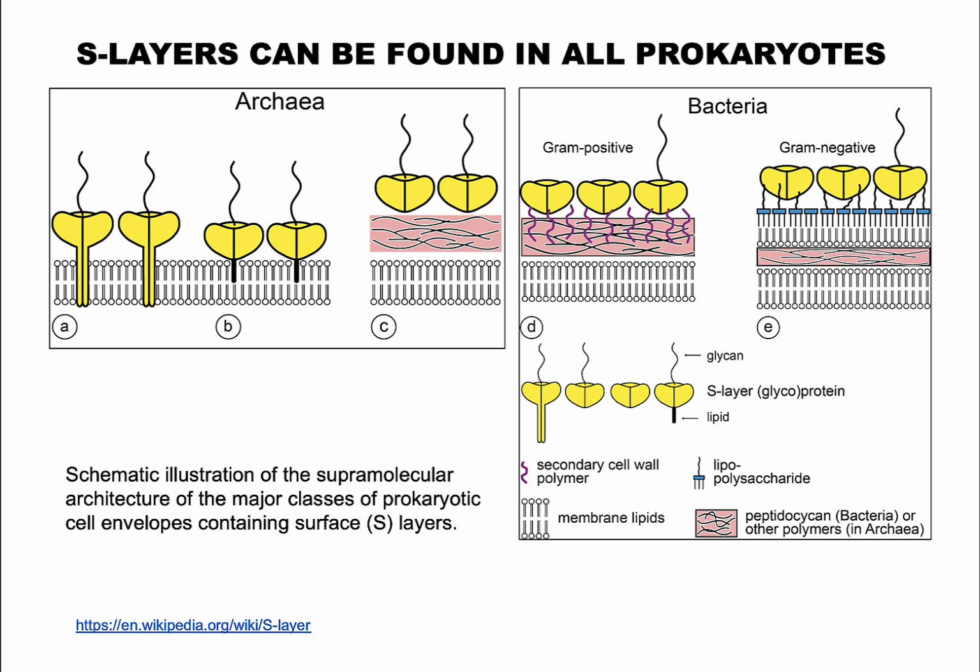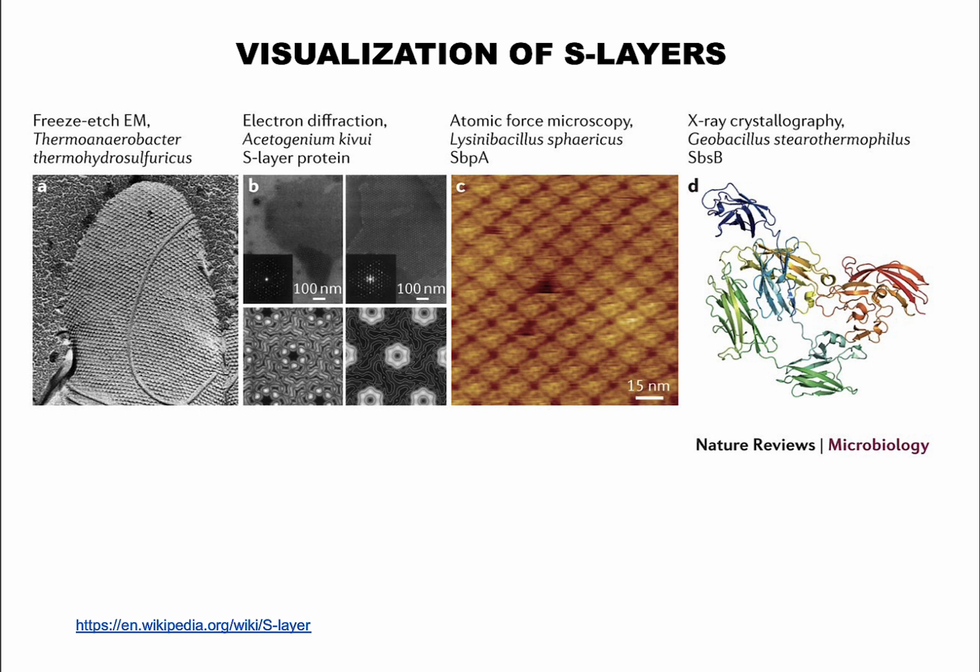In gram-positive bacteria, D, the S layer glycoproteins are bound to the rigid peptidoglycan-containing layer via secondary cell wall polymers. In gram-negative bacteria, E, the S layer is closely associated with the lipopolysaccharide of the outer membrane. This slide presents several images of the S layer obtained through freeze-etch scanning electron microscopy, electron diffraction, and atomic force microscopy. On the right, you can see the resulting molecular structure of the S layer protein SbsB from Geobacillus.